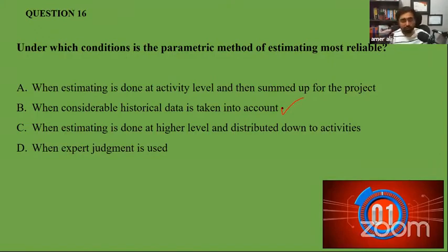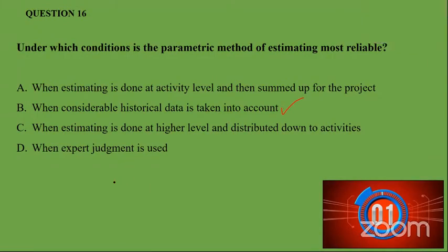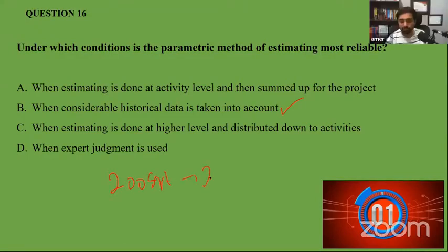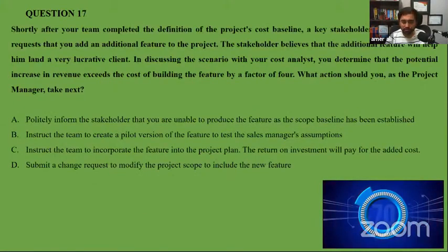Analogous estimation is the same, like if you make a 200 square feet house, and again you make a 200 square feet house, that's an analogous estimation. Parametric is using the parameters, 200 square feet, 400 square feet. So this is basically option B. Well done. Okay, let's solve the next question.